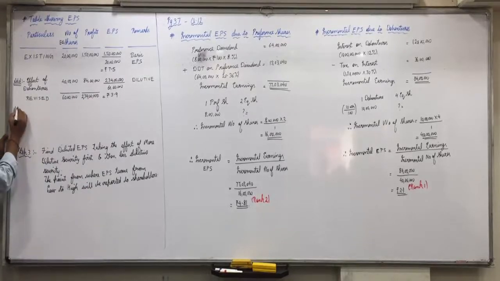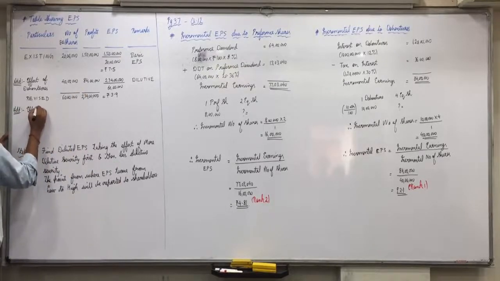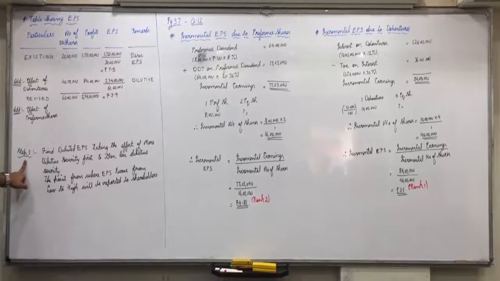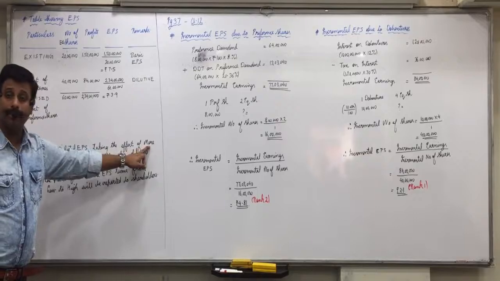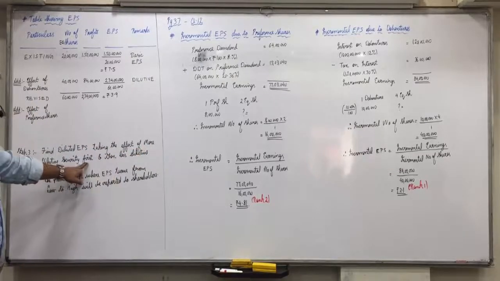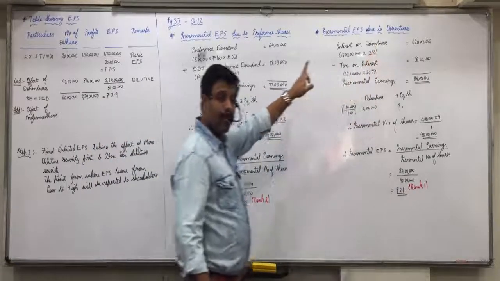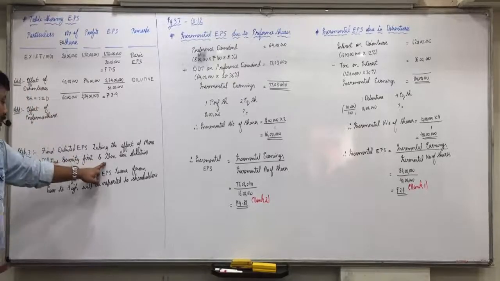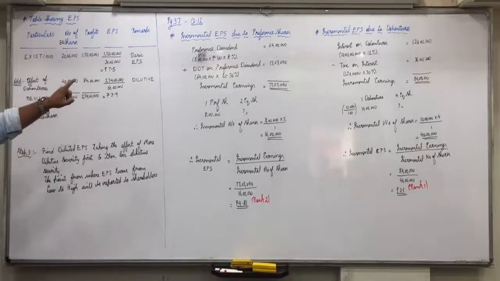Then we add the effect of preference shares. Now we add the effect of preference shares. That is what I have written in step 3. Find diluted EPS taking the effect of more dilutive security first. Which is the more dilutive security? Debentures. So we have obtained diluted EPS taking the effect of debentures first, and then taking the effect of less dilutive security. So now we are taking the effect of preference shares.